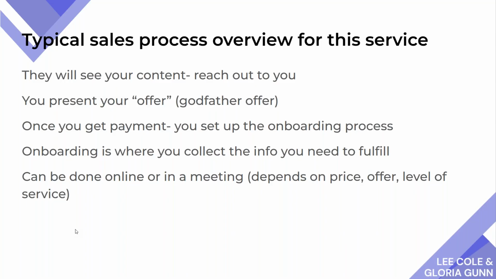The silver package is X number of posts and X number of social channels for $500 a month. The gold is a level up, maybe more channels and more posts, and then the platinum is pure concierge service and stuff like that, right? So you've got those, and you give them the price.